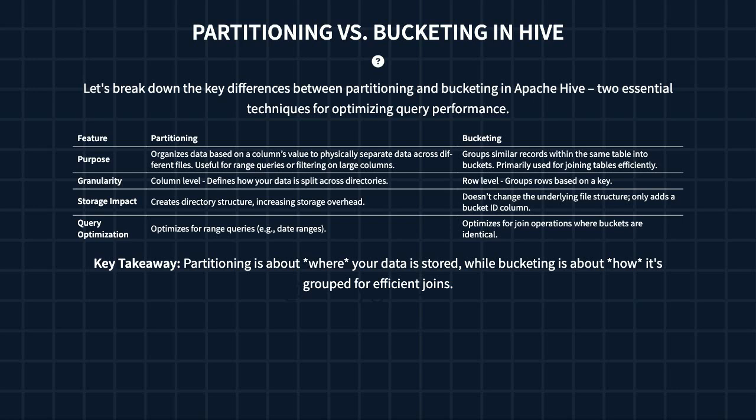Bucketing, on the other hand, groups rows with similar bucket IDs within the same table. It's like having a special category for certain records. This is really useful when you're joining tables together because Hive can quickly locate matching data based on these common buckets. Basically, partitioning tells Hive where to store your data, while bucketing helps it find related rows efficiently.